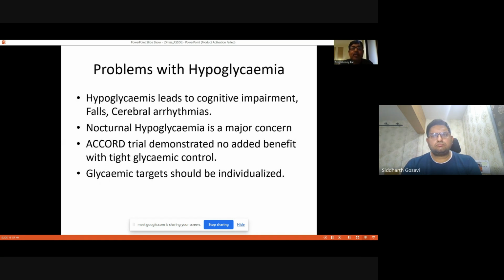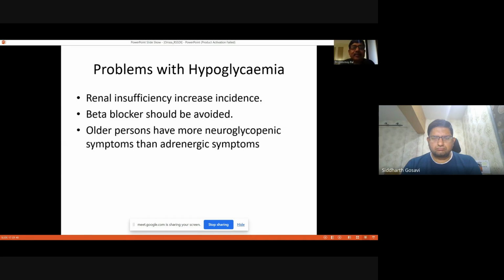I told you that hypoglycemia leads to cognitive impairment, and nocturnal hypoglycemia. That is why most of the trials have demonstrated no added benefit with tight glycemic control. That is why ADA recommends ordinarily 7 to 7.5 as optimum in the elderly population. Renal insufficiency increases with age, particularly in the presence of diabetes and hypertension. So you should be very cautious when you are giving the drugs.